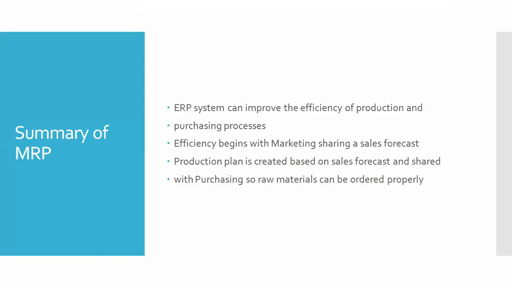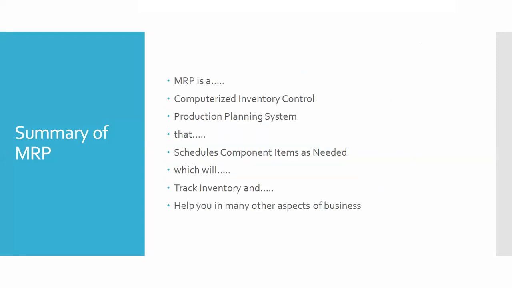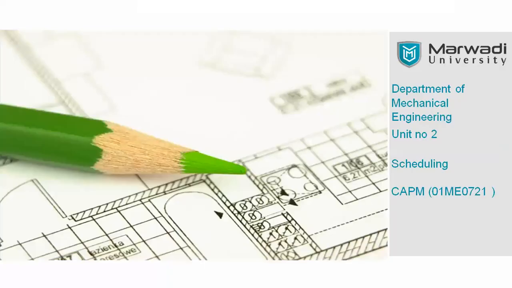So the summary of the efficiency is that ERP can improve the efficiency of production and purchasing. Efficiency begins with marketing sharing a sales forecast. A production plan is created based on the sales forecast and shared with purchasing so raw materials can be ordered properly. So MRP is a computerized inventory control production planning system that schedules the component items that are needed, and will track inventory and help you in many other aspects of business.